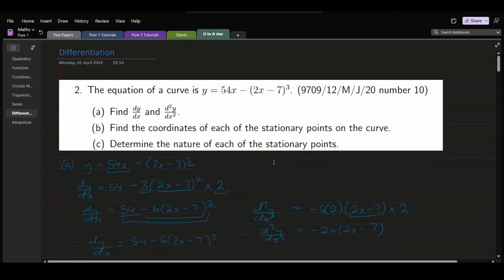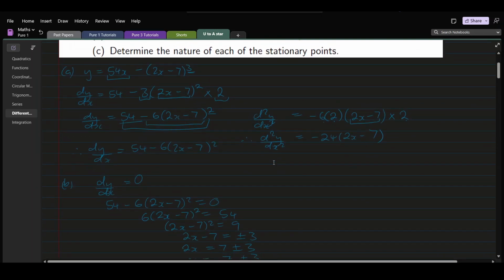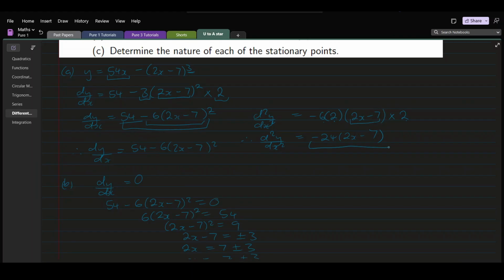Part C, determine the nature of each of the stationary points. Okay, so to do that, we can use our second derivative over here, negative 24 times 2x minus 7. If x is equal to 5, our second derivative will be negative 24 times 2 times 5 minus 7. Let's punch this into the calculator. That gives us negative 72. So this point would be a maximum point since its second derivative is negative.